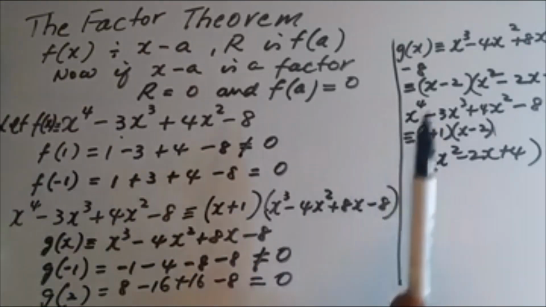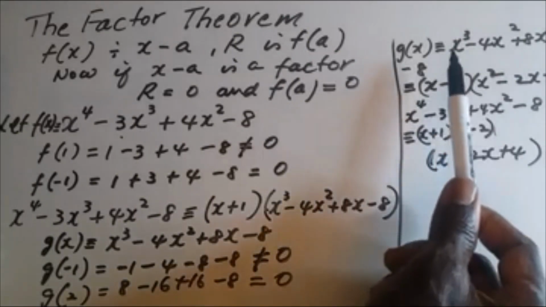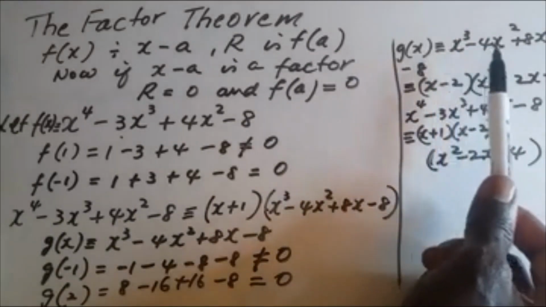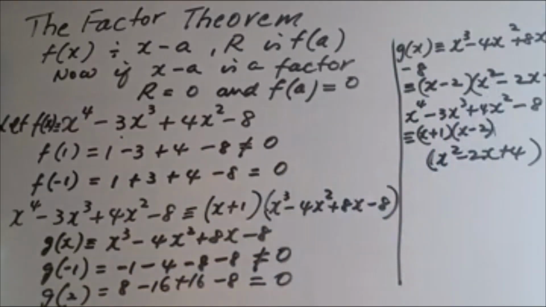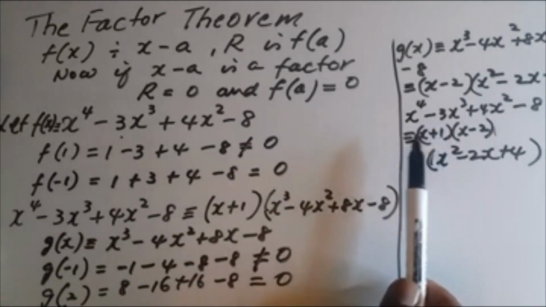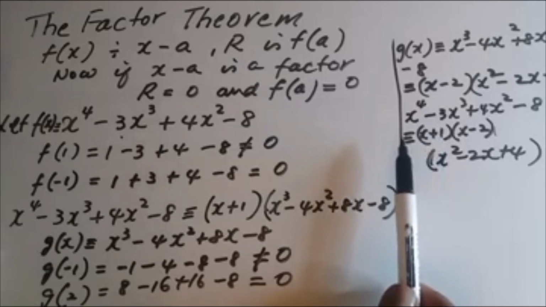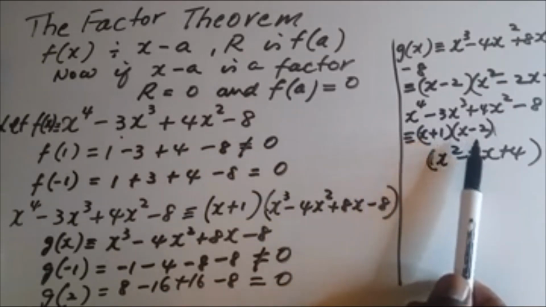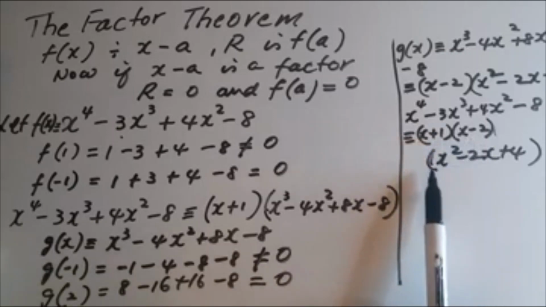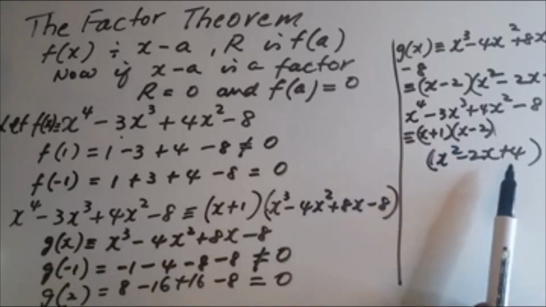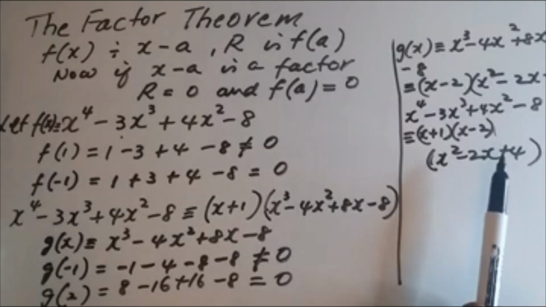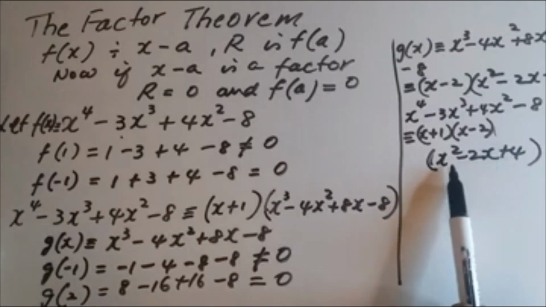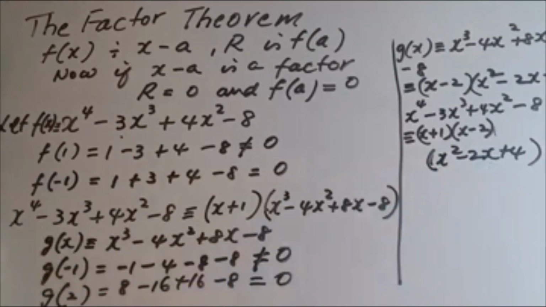And then so we have that as a factor of what g of x was, which is x cubed minus 4x squared add 8x minus 8. We factorized that and then showed the two factors, x add 1, x minus 2, and we're unable to find any linear factors of x squared minus 2x add 4.